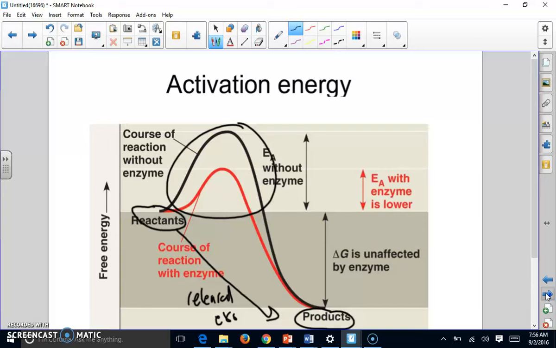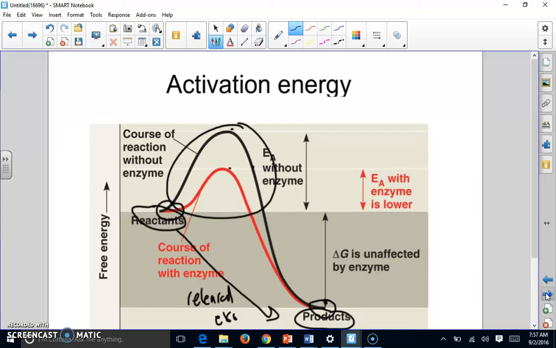Notice the hump is higher. The red hump is the activation energy with the enzyme. And notice that hump is lower. So here, in this case, what happened is the enzyme lowered the activation energy. Notice, though, in between the two graphs, without and with the enzyme, everything is the same. The energy of the reactants is the same. The energy of the products is the same. The only thing that's different is the height of the hump. And what the enzyme does in this case is lower the activation energy.